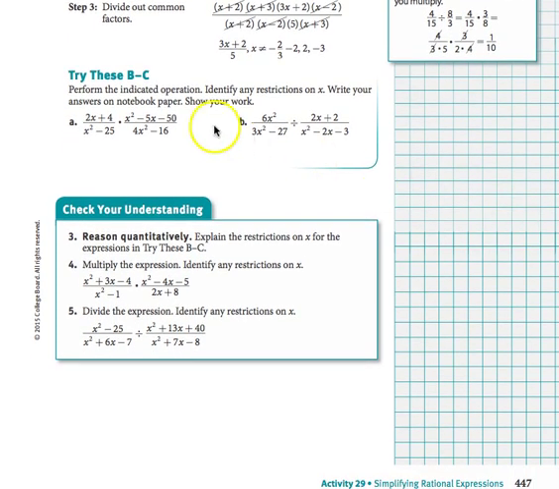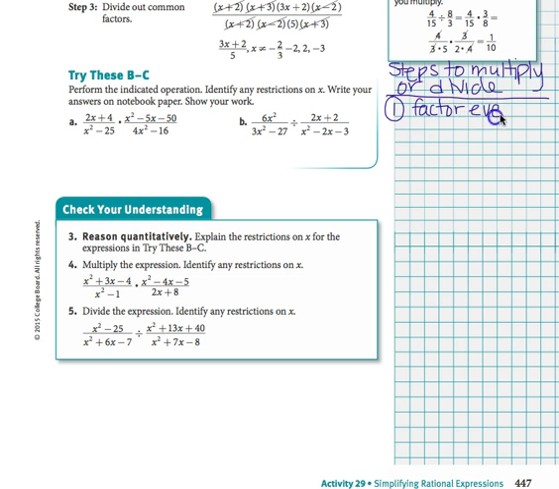And look at these ones. So, steps again here. Steps to multiply or divide. First, we're going to factor everything, all the numerators, all the denominators. Then we're going to identify restrictions.